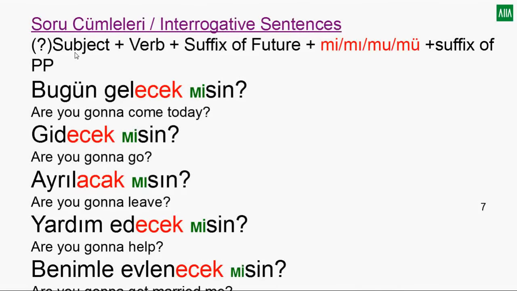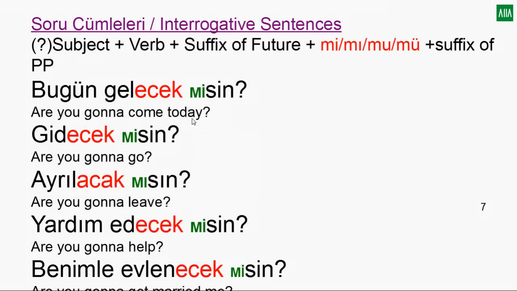Look at the formula. First of all, subject pronoun, verb, suffix form of future tense, and mi, mı, mu, mü, which is a question word, and after that the suffix of personal pronoun. The subject pronoun is optional, so I don't use it here. Just directly I use the sentence. Bugün, that means today. Gelecek misin? Bugün gelecek misin? Guys, here in the sentence, the question word is mi.